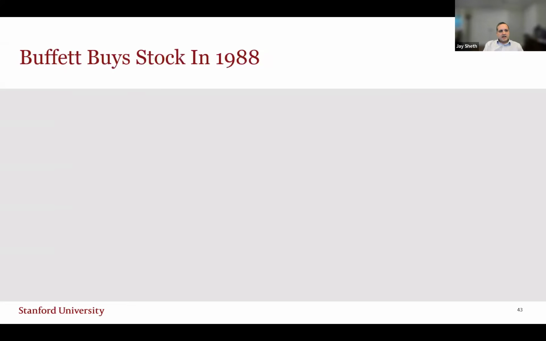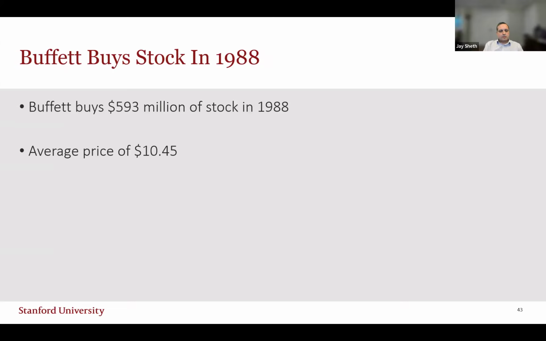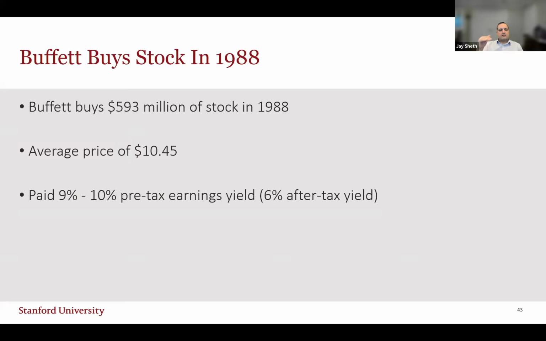So Buffett buys in 88. He buys $593 million of stock. His average price is $10.45. That's split adjusted, for the splits only in 92. I think if you adjust for all the splits today, his cost is around $2. And what we'll see is that he paid about a 9 to 10% pre-tax earnings yield, or 6% after tax. So really within that threshold of what he talked about in the 2002 annual letter.